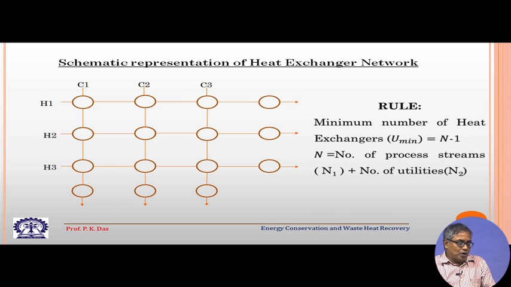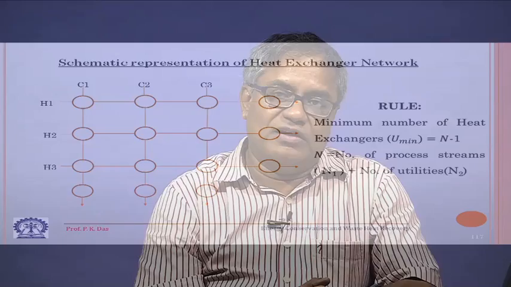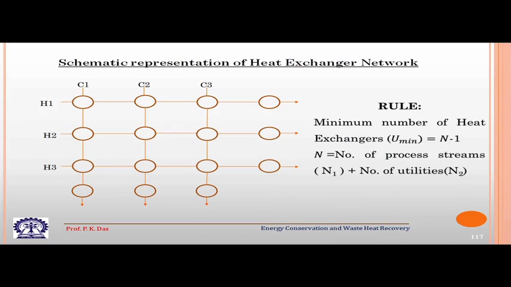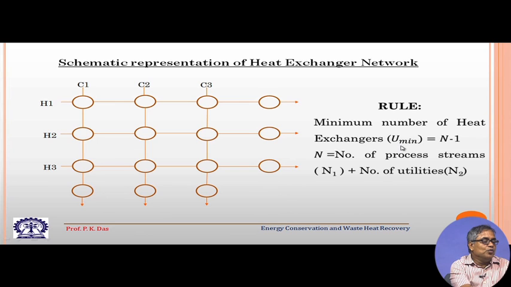Now, this is a problem of combinatorics: how we match these hot streams and cold streams, so that the minimum number of heat exchangers is needed and there is minimum usage of utilities. There is a rule that the minimum number of heat exchangers, U minimum, is n minus 1, where n is the number of process streams plus the number of utilities. So, from there we get the minimum number of heat exchangers.